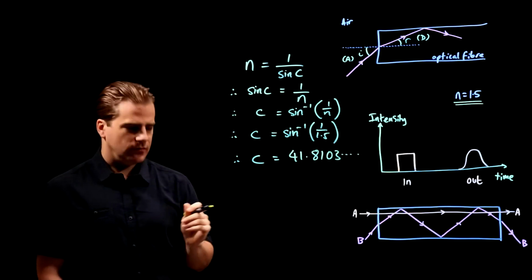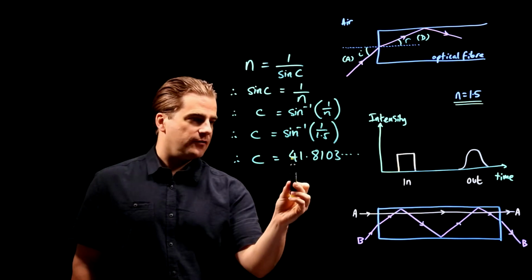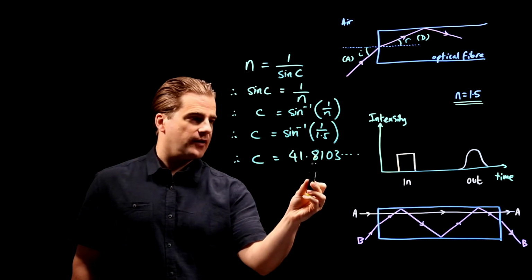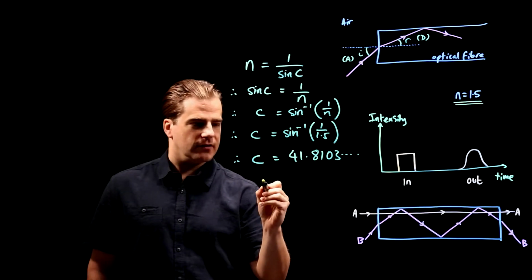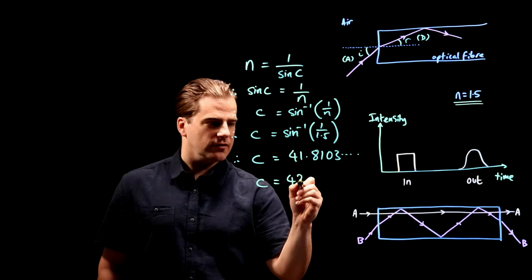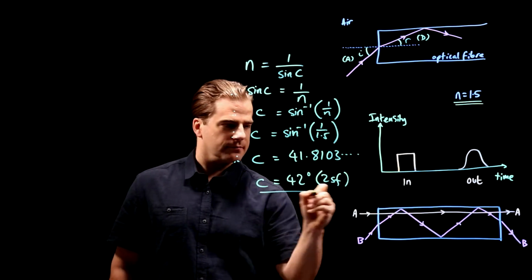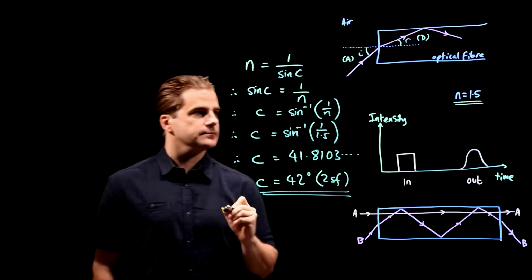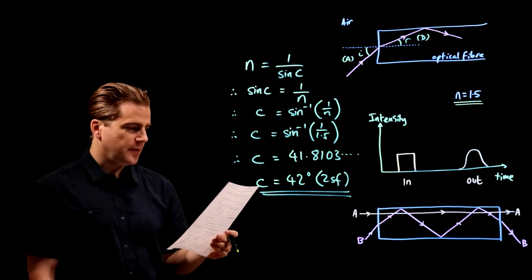And it wants it to 2 SF? Yep, that's right. So, two significant figures, well that's these two, so that 8 pushes that 1 up to a 2. So c is 42 degrees to 2 SF. Simple. Okay? Right, next bit.